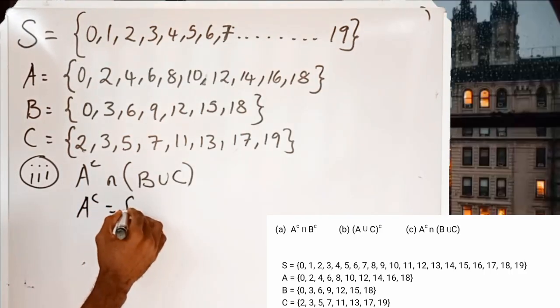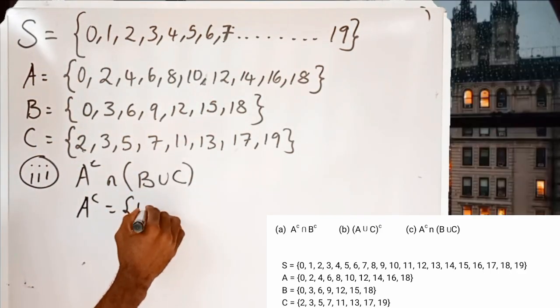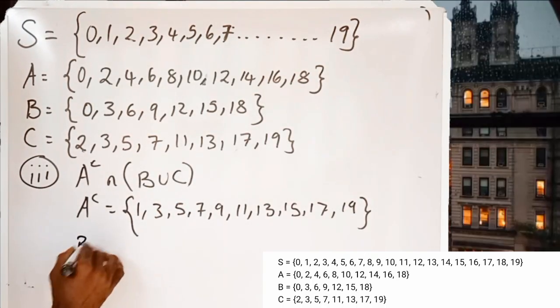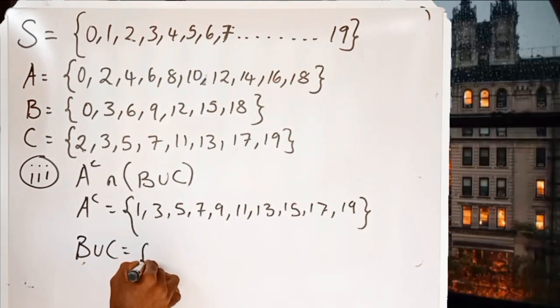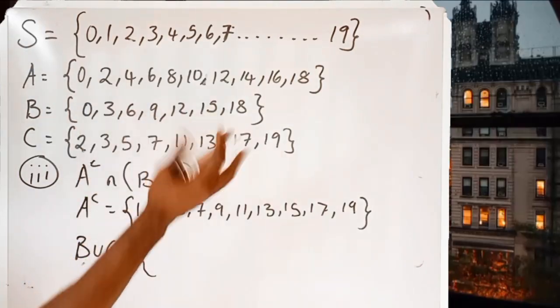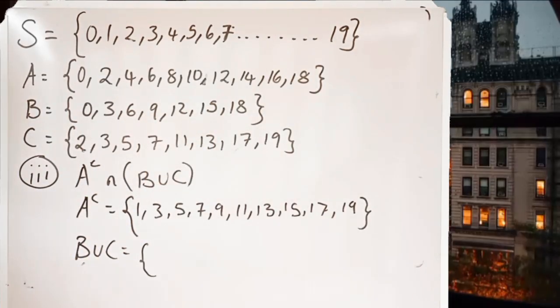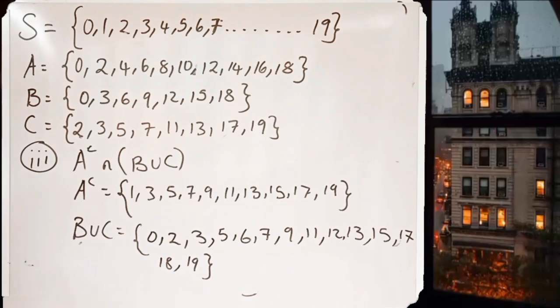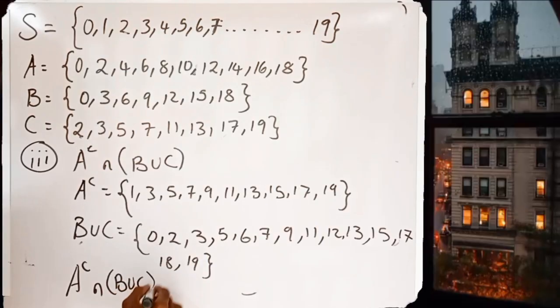A complement, as done before, is the values missing in A: 1, 3, 5. These are the complements of A. Then B union C is the joining of these two without repeating any element, and 19. Good. Now we've listed everything in B union C by joining B and C together. We can now look for the common elements between A complement and B union C.